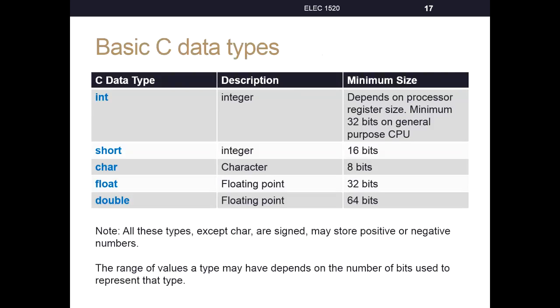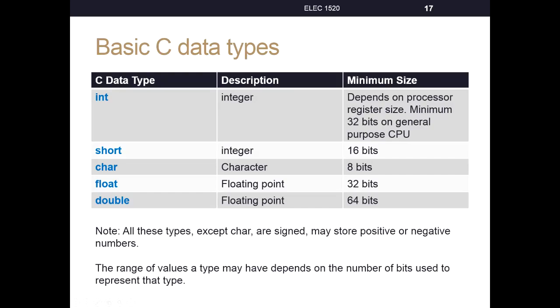So let's look at some basic C data types that are defined by the language. Types that we will commonly use is int, for integer. This is an integer type in that it can store whole numbers only. The minimum size by the standard depends on your processor register size. Now, on a general purpose computer, the standard says that the minimum size is 32 bits.